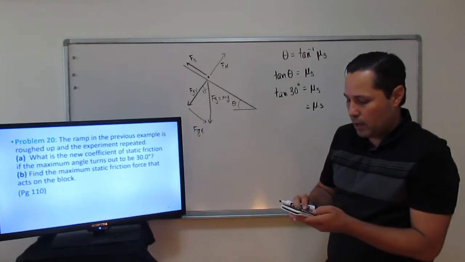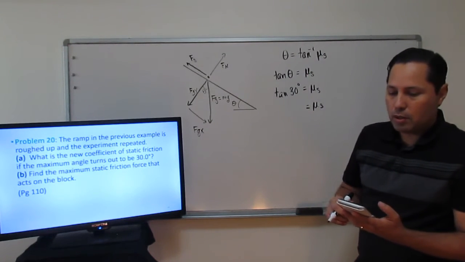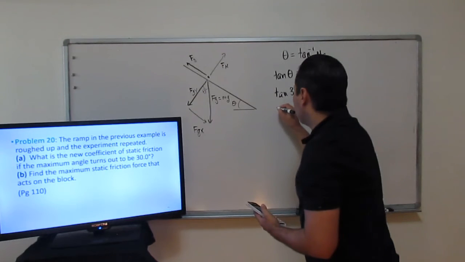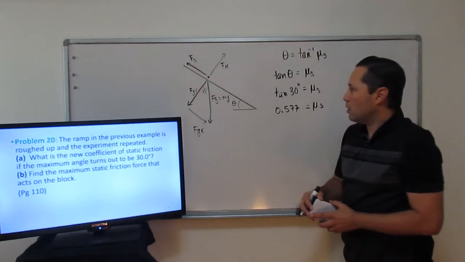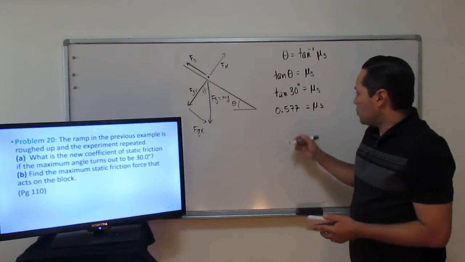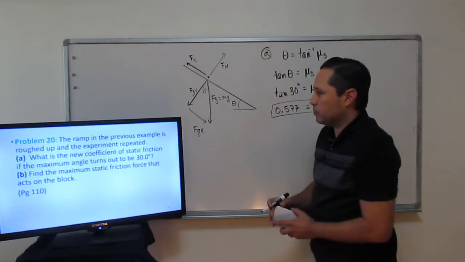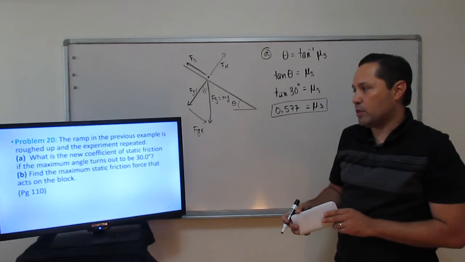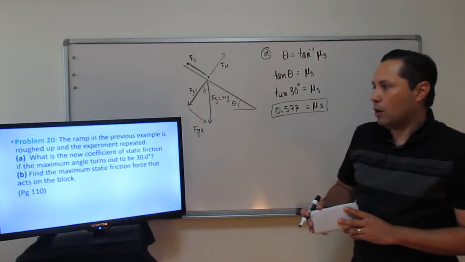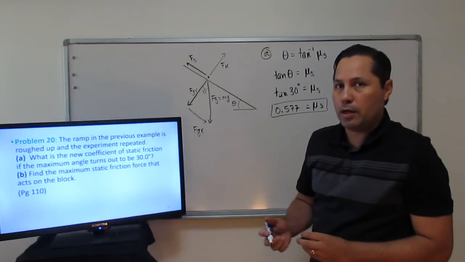So I'll take care of part A. Tangent of 30 is 0.577. So that's your new coefficient of static friction. That takes care of part A for this problem. In part B, they ask you to find the maximum static friction force that acts on the block. So what will be the maximum on it?